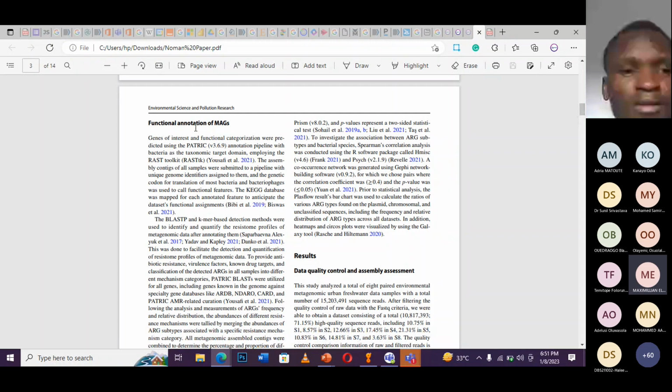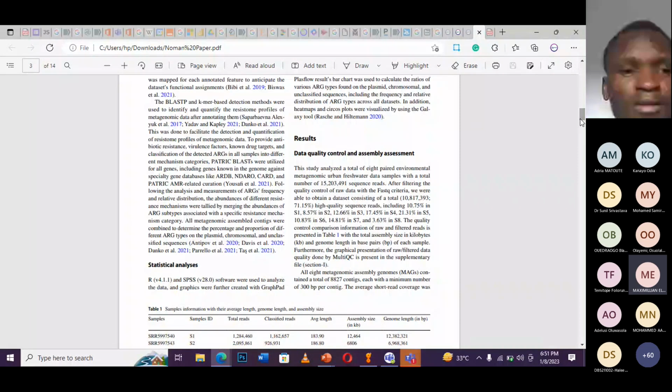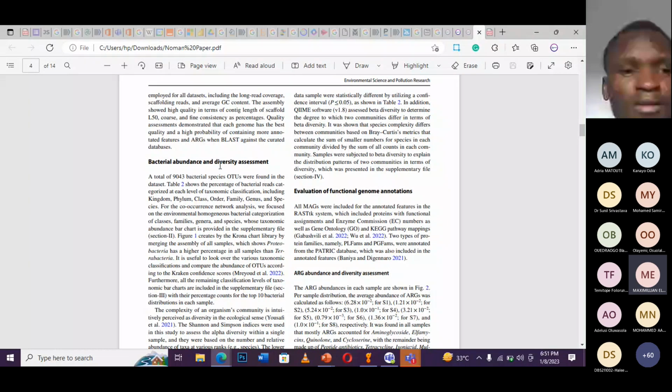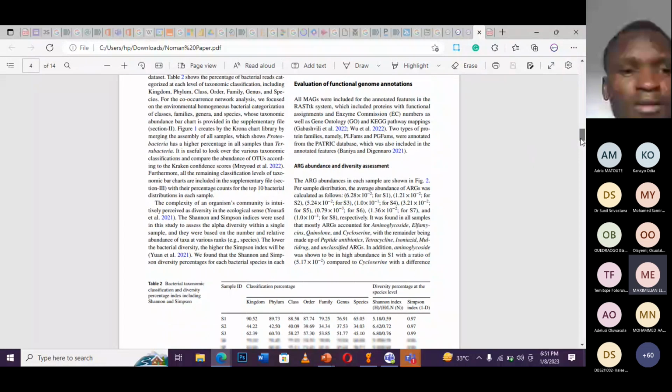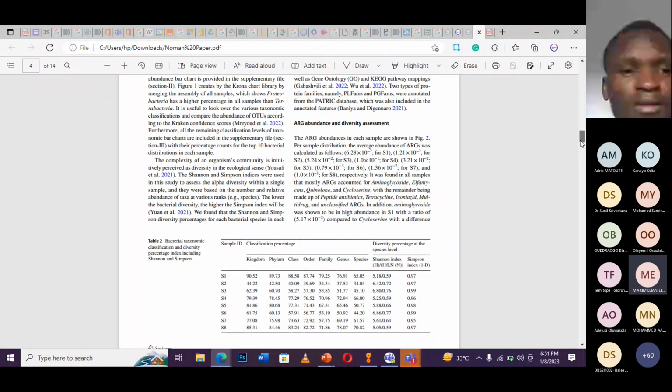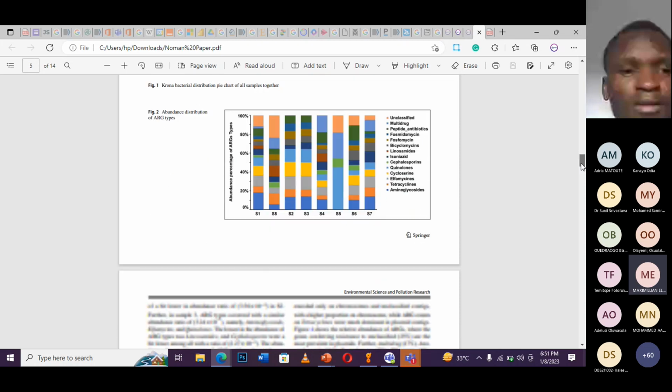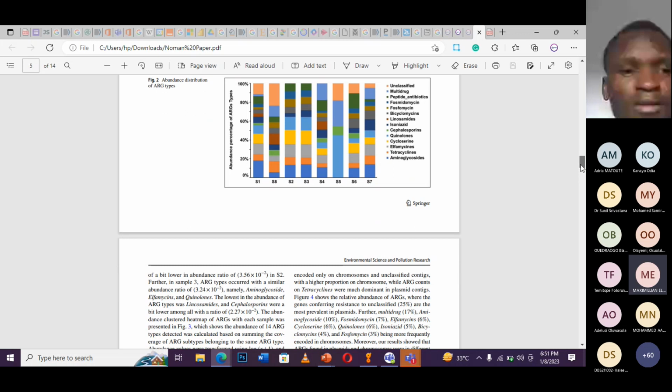Then the functional annotation of MAGs. We have the data quality control and assembly assessment, the bacteria abundance and diversity assessment, the functional genome annotation, and the ARG abundance and diversity assessment, as you can see here. Now, this is the metagenomics analysis that was done. There were more, which are complementary. Then we have the abundance distribution of ARG types.